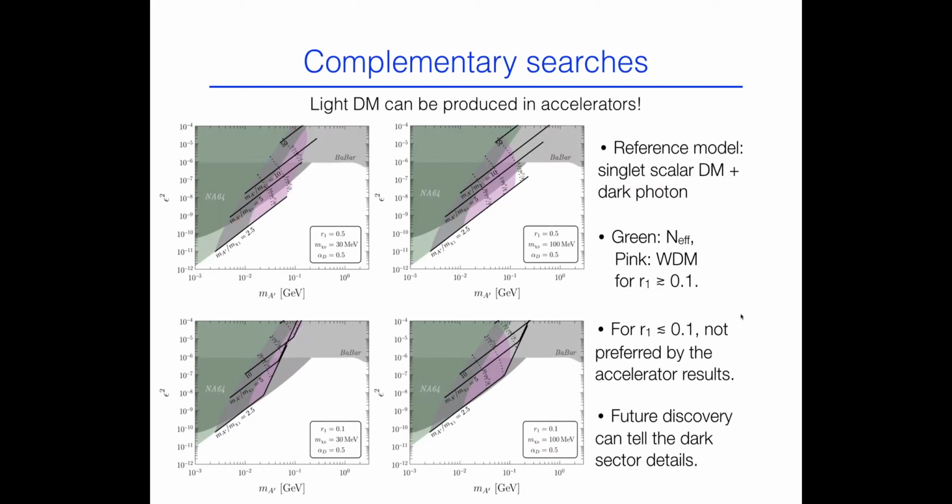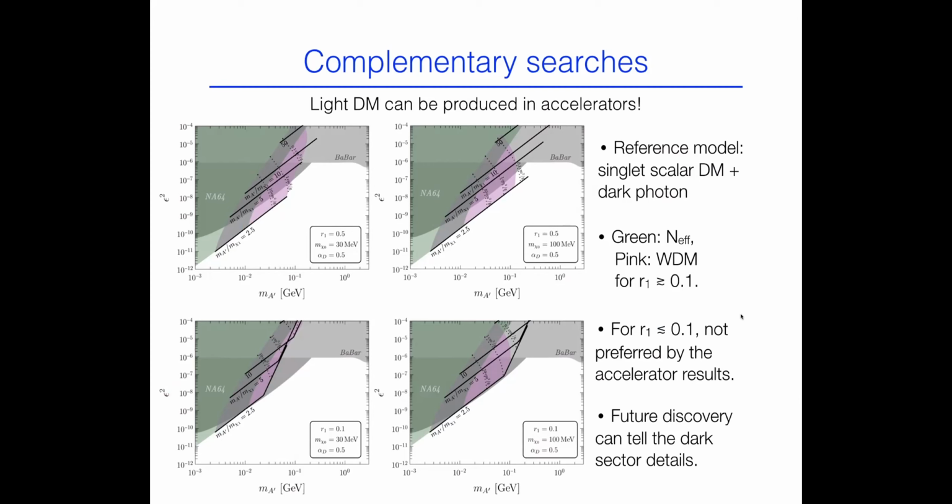And the green shaded regions are excluded by N effective. And the pink shaded region is excluded by warm dark matter, which is especially effective when the fraction of light dark matter is less than or around 10%. When the fraction of the light dark matter is below 10%, the bounds coming from the accelerator results usually get stronger because it requires a large coupling.